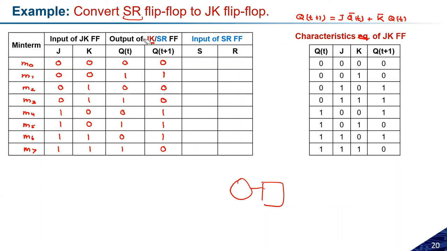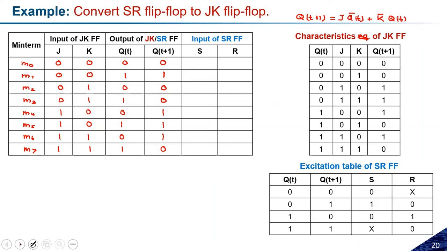Now the next step is to use the excitation table to get the input of this one. So the next step is the excitation table of the SR latch, because I have to convert from the SR latch. The excitation table is something like this. This column and this column are prepared with the help of QT and QT plus one, whatever we already have here. So these two columns are common in both, for what we want to design and what we already have, the flip-flop.